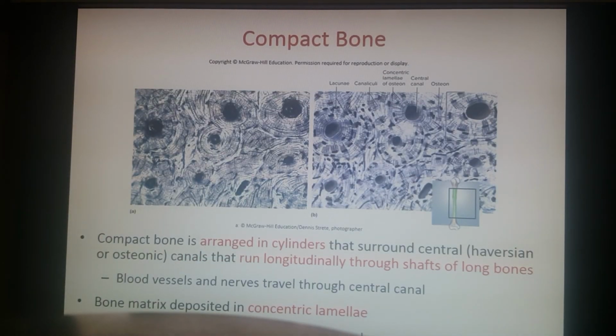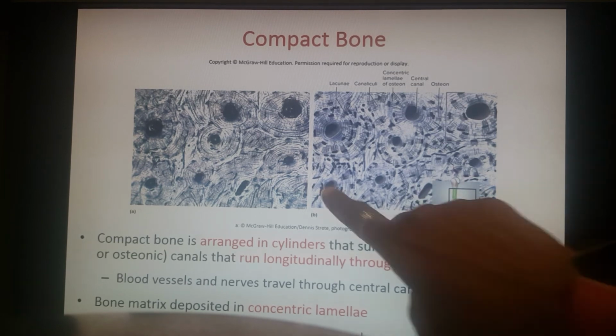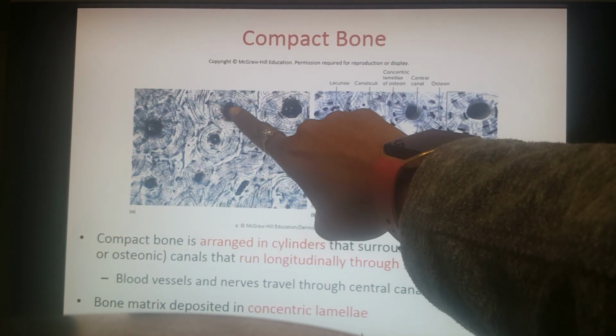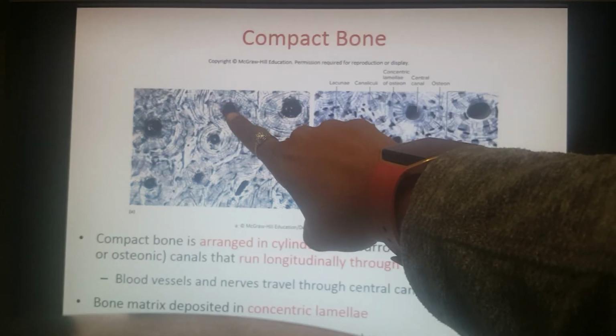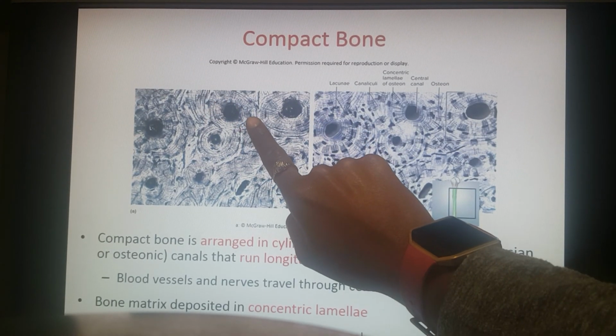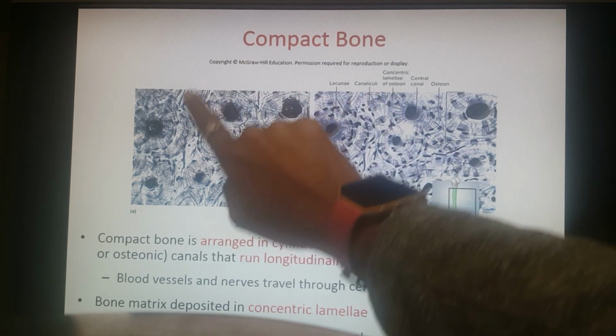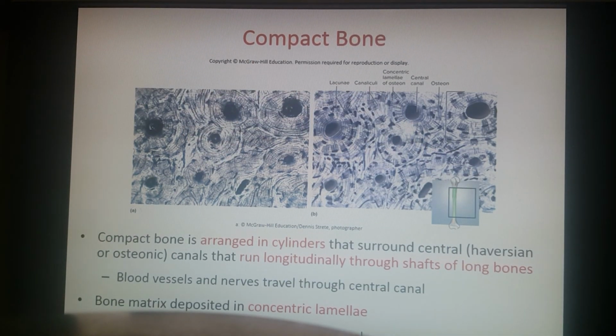Here's a picture of our compact bone. Our central canal that allows those blood vessels to move through the bone is located right here. Then the tissue surrounds it, built on the outside of that. The little dots that you see are the bone cells, our osteocytes. These osteocytes start off as osteoblasts that lay down the fibers and then eventually get trapped inside that bone tissue and become osteocytes, trapped in their own little caves.